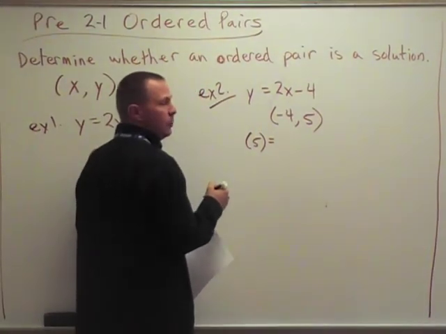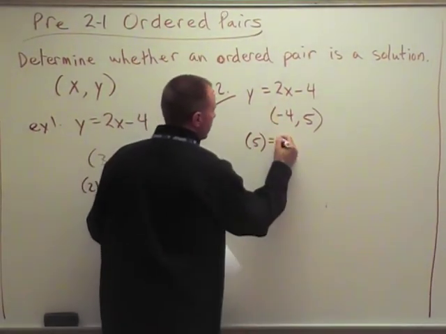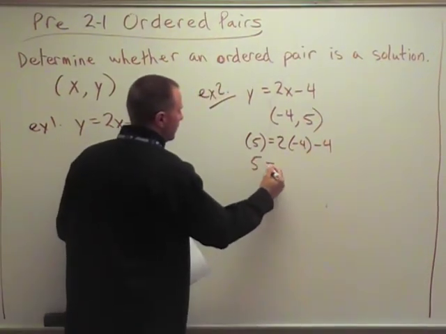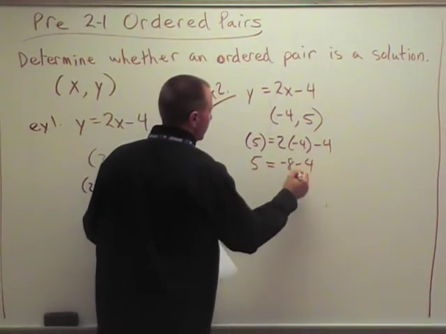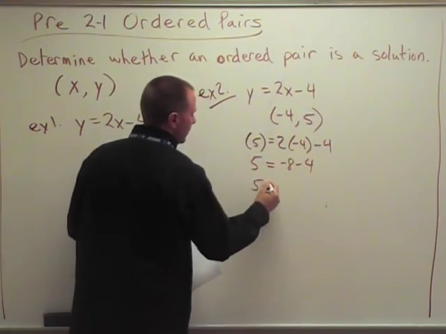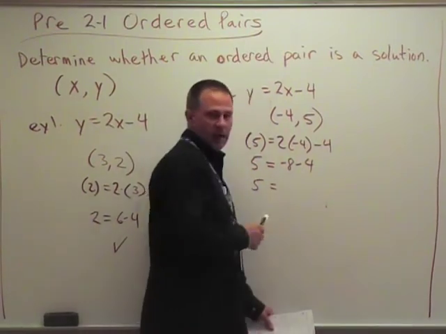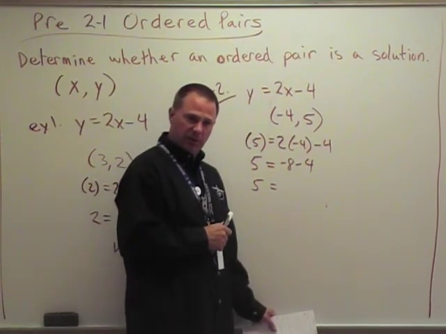Plug 5 in for y. The x there is a -4. So 5 equals -8 minus 4. Oh, I know what I'm doing. And here it comes down to, again, back to chapter 1. Can you add and subtract integers, real numbers?